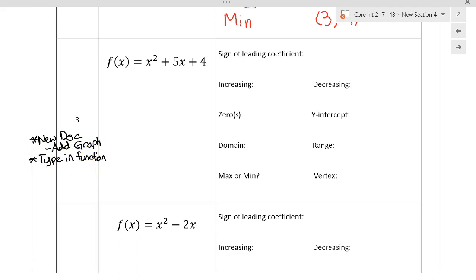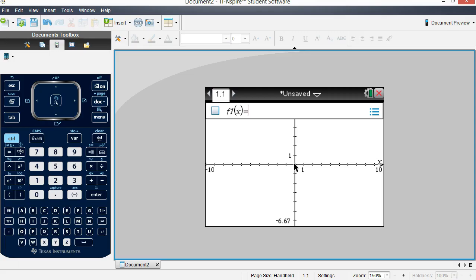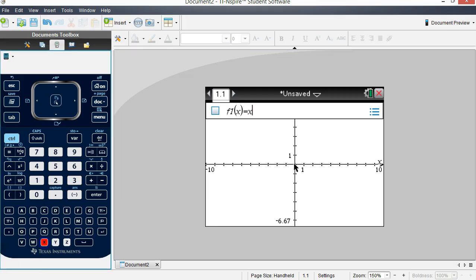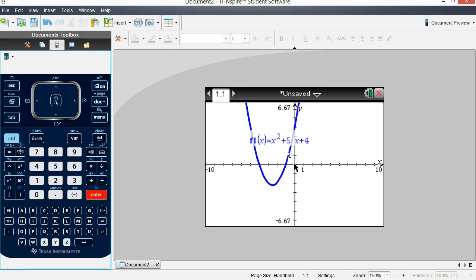Okay, this is our function here, x squared plus 5x plus 4. So I'm going to type that in. X squared plus 5x plus 4. Okay? When you type it in, you should get a graph that looks like this. This is my parabola. Okay? It's that U shape that we talked about.